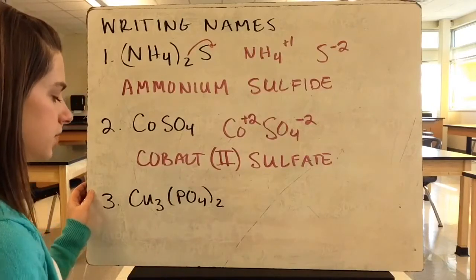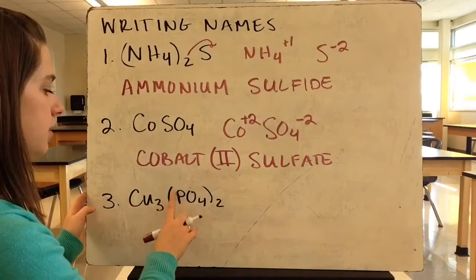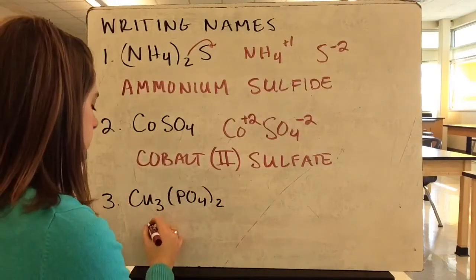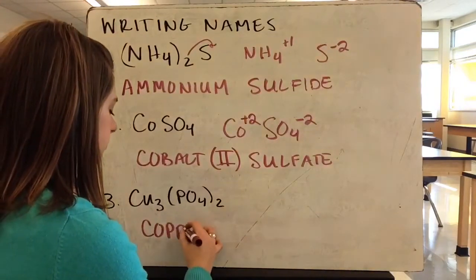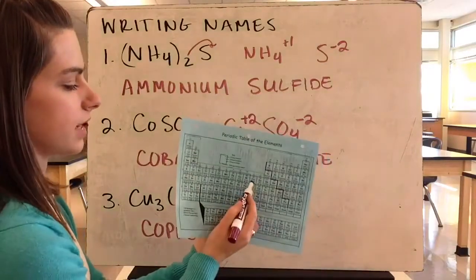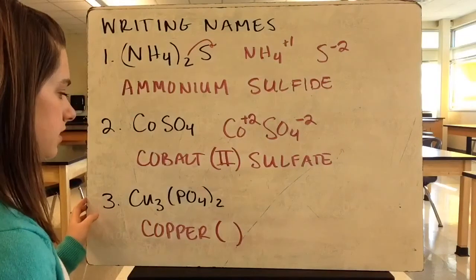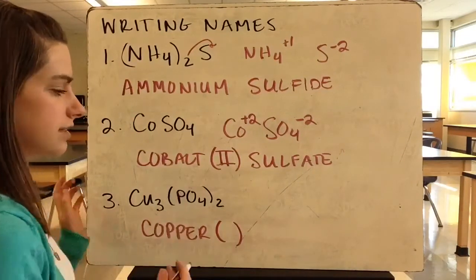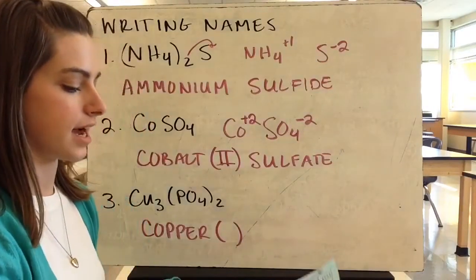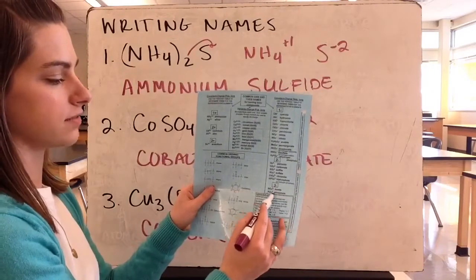Let's look at our last example. So this one looks very complicated. So we have Cu3PO4 in parentheses and then a 2. So Cu we know is copper. Let's just start there. And copper, if we find it on the periodic table, is right here. So it's a transition metal, which means we need a Roman numeral in parentheses. PO4 is definitely not a single element. It's a polyatomic ion. So if we go to the back of our list, it's all the way down here. It's phosphate.